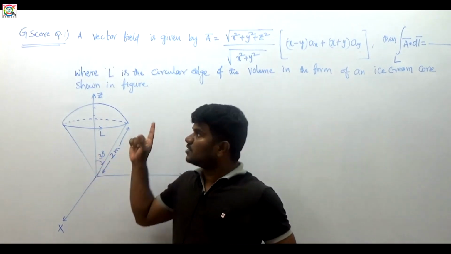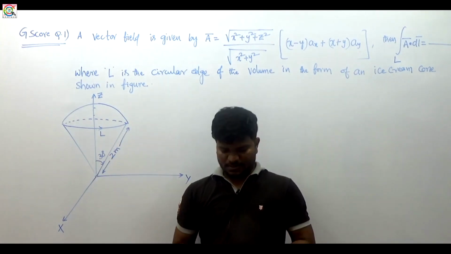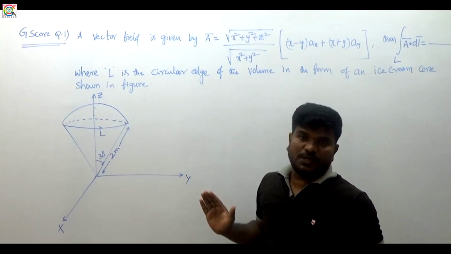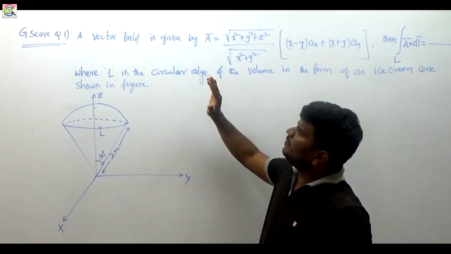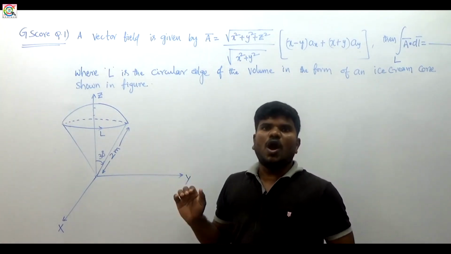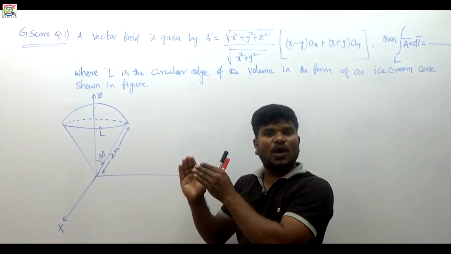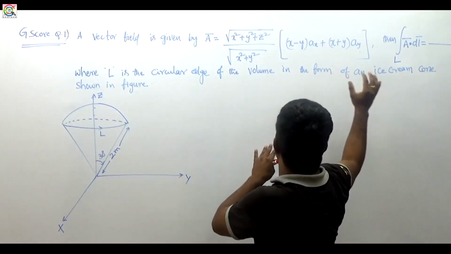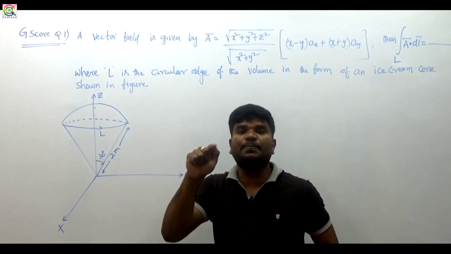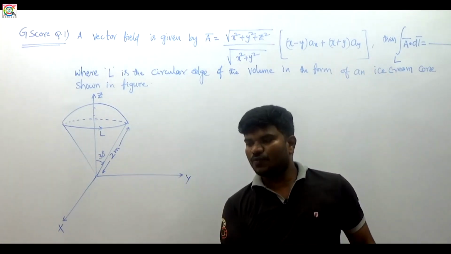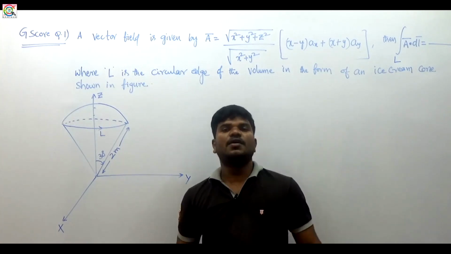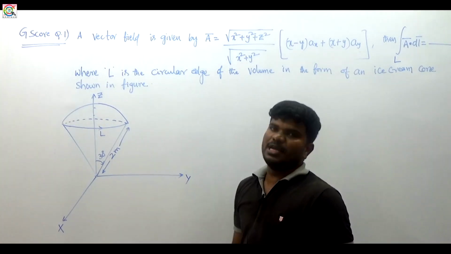So this is the first question, the G score series. This is a very good question, right? It will give a clear cut idea about how to convert a vector from one coordinate system into another coordinate system and how to calculate the line integral of that vector along any path given, right? So we have to calculate the line integral of the vector along any path.